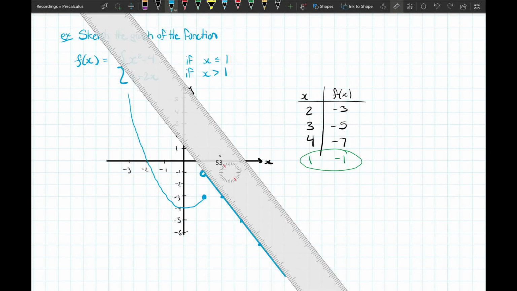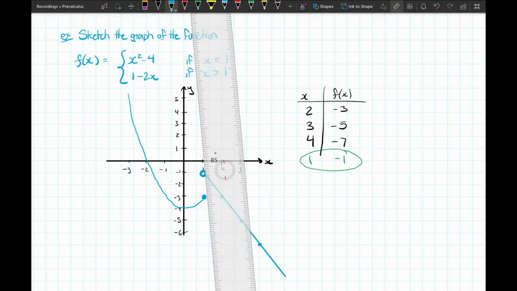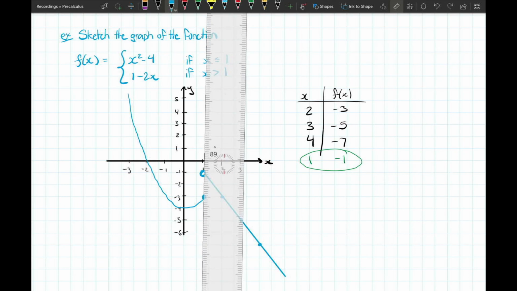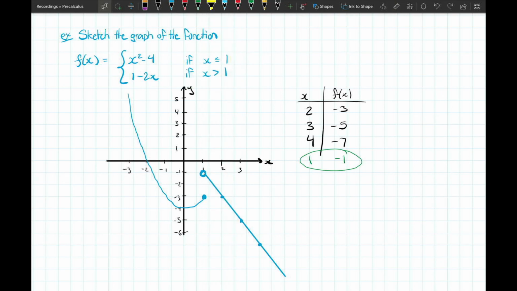But it still passes the vertical line test because we say that the solid dot is included, but the hollow dot is not. And a vertical line would only pass through the solid dot and not pass through a second point. And there we go.